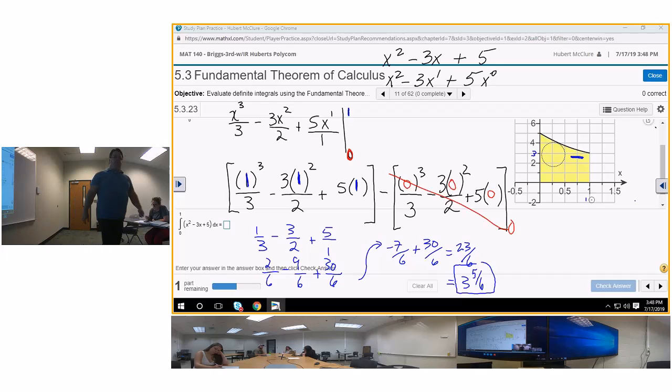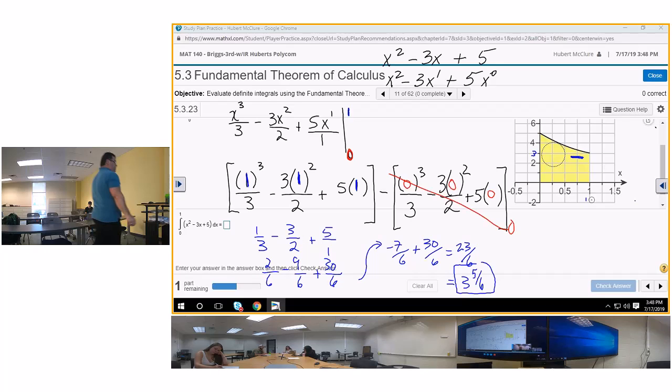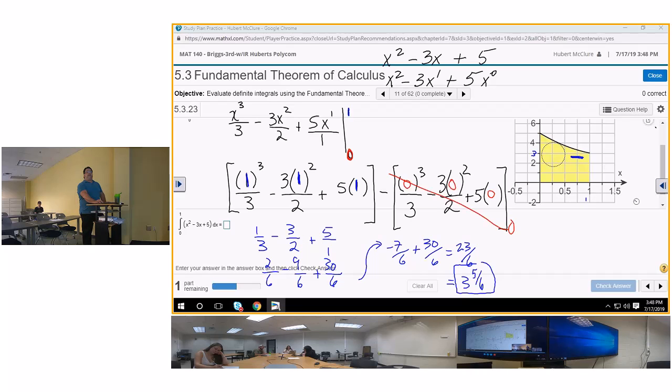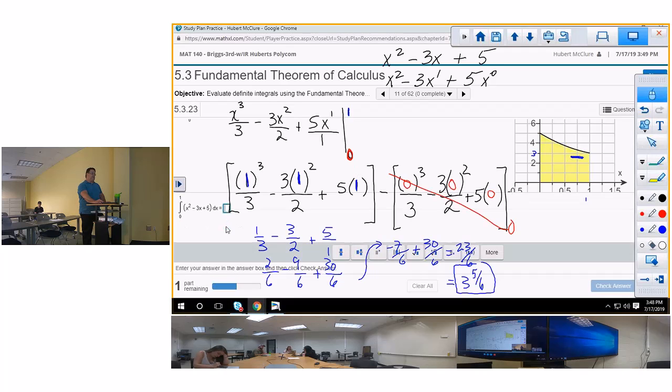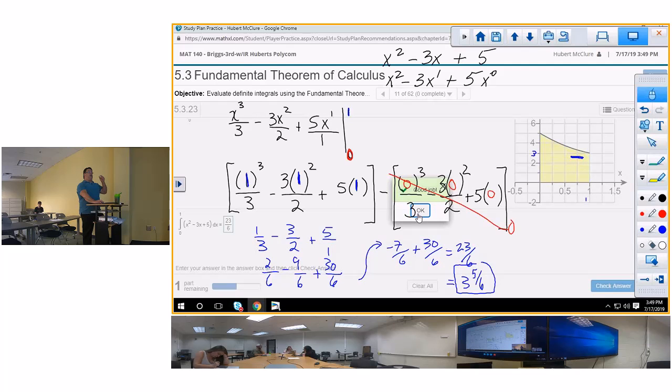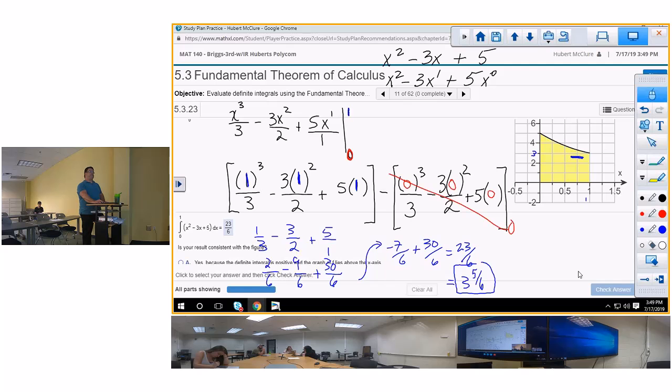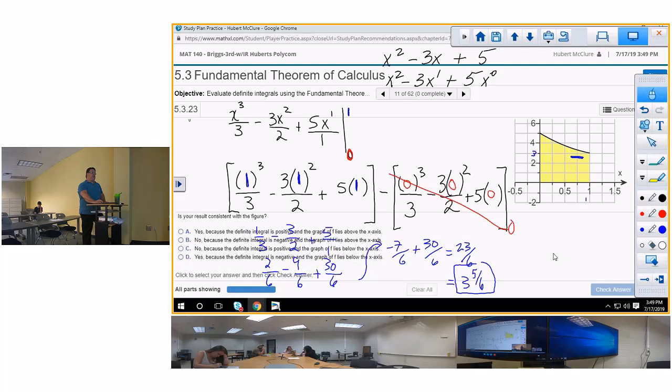Let's do another one. Now, I don't know what they want as an answer. I don't know if they want 3.83 or 23/6. I'm going to type in 23 sixths, and let's see what we get. 23 divided by 6. That's what they want. And I really don't care what they ask you after that. Is your result consistent? Yes, it is consistent, if you count the blocks the way you're supposed to, not like I did.